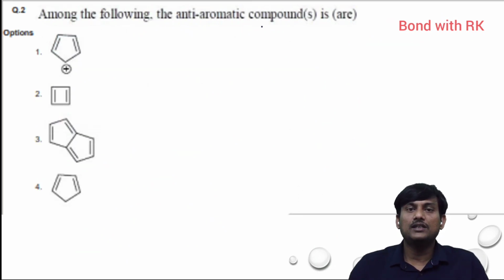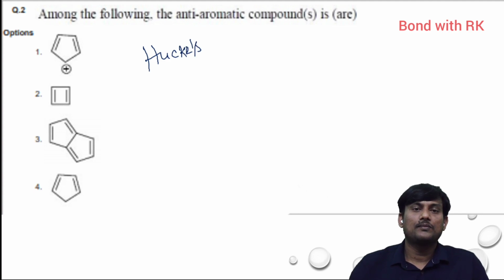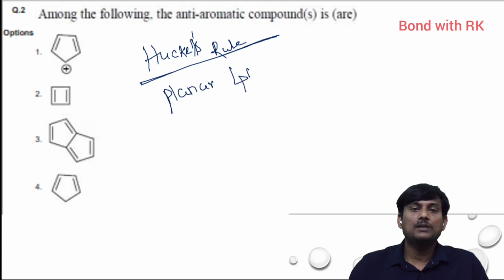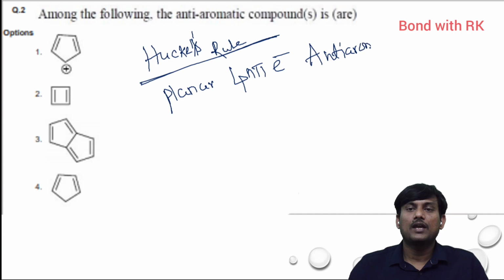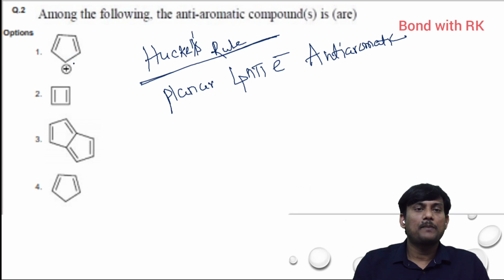Among the following, the anti-aromatic compounds are. According to Huckel's rule, compounds which are cyclic and planar with 4n pi electrons are anti-aromatic, and 4n plus 2 pi electrons are aromatic. So here, this one is cyclic, planar. It has 4 pi electrons. So this one is anti-aromatic.